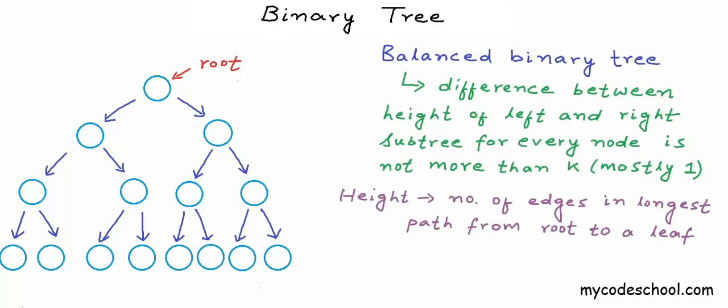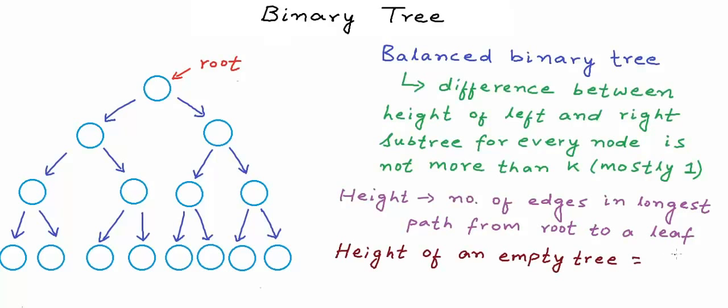There is something that I want to talk about height of a tree. We had defined height earlier as number of edges in longest path from root to a leaf. Height of a tree with just one node, where the node itself will be a leaf node, will be 0. We can define an empty tree as a tree with no node, and we can say that height of an empty tree is -1.